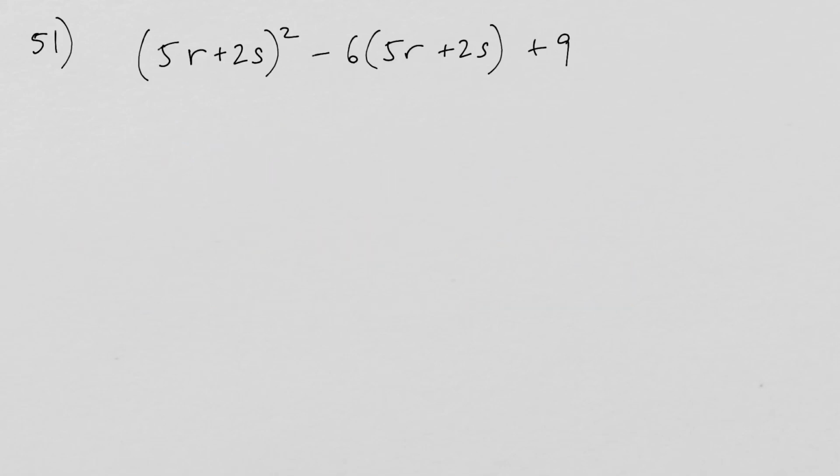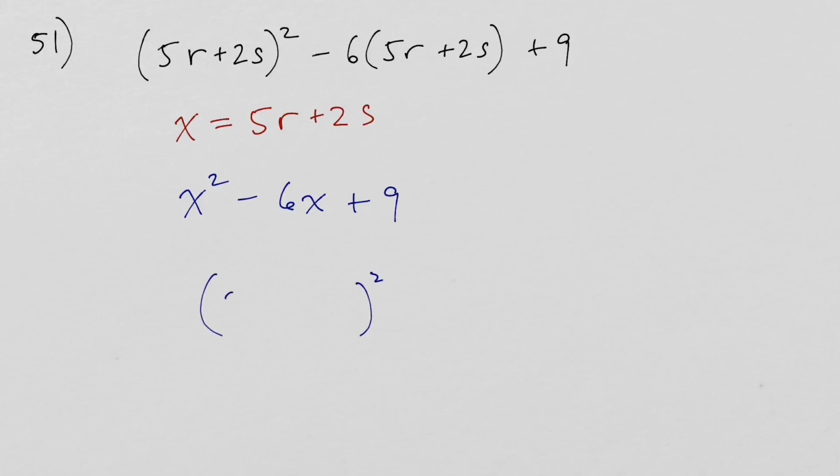Okay, in a problem like this, I'm going to substitute. I'll say a variable, any variable I want, like x is equal to 5r plus 2s. And that gives me x squared minus 6x plus 9. And I recognize this as being a perfect square. You put the square root of the first item there, the square root of that there, this sign here, double check the middle term, and it works.